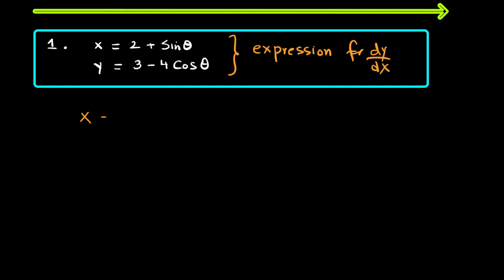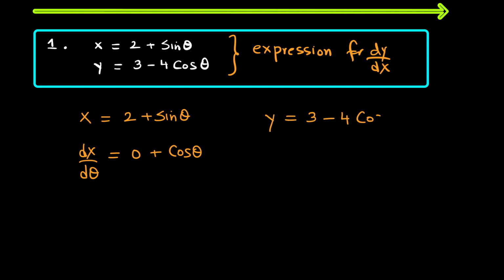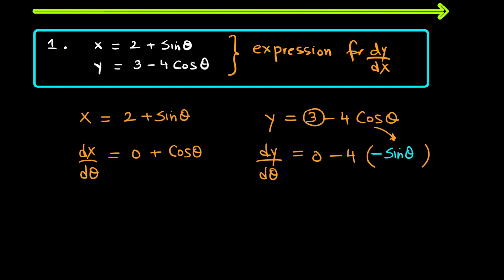Now we know that x is 2 plus sine theta, dx by d theta: derivative of 2 is 0, derivative of sine theta is cosine theta. Similarly, y is 3 minus 4 cosine theta, dy by d theta: derivative of 3 is 0, minus 4 remains as it is, derivative of cosine theta is negative sine theta. So this expression simplifies to 4 sine theta.